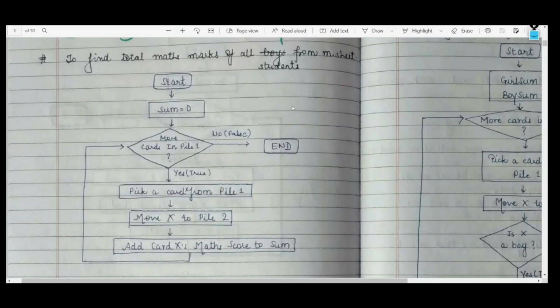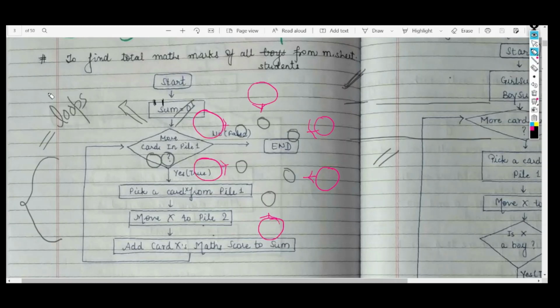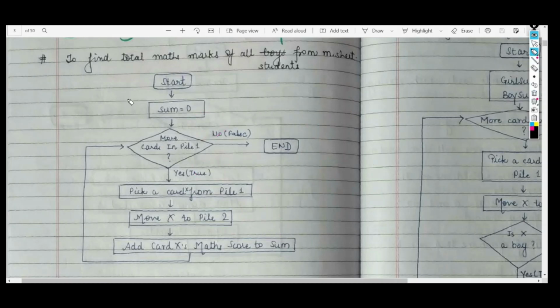So let's take one example to understand iteration or loops. Here we have to find the total math marks of all students from the marksheet data set. In this marksheet data set, suppose I have three cards, three marks cards. I have three mark sheets with me, and this is pile one.